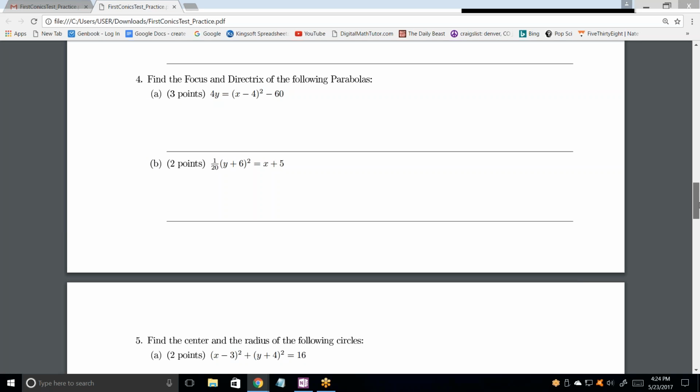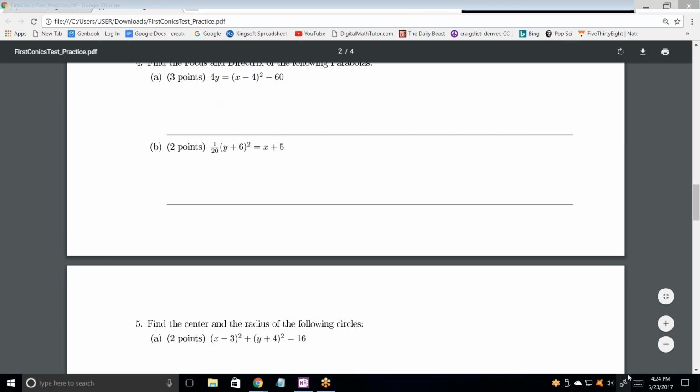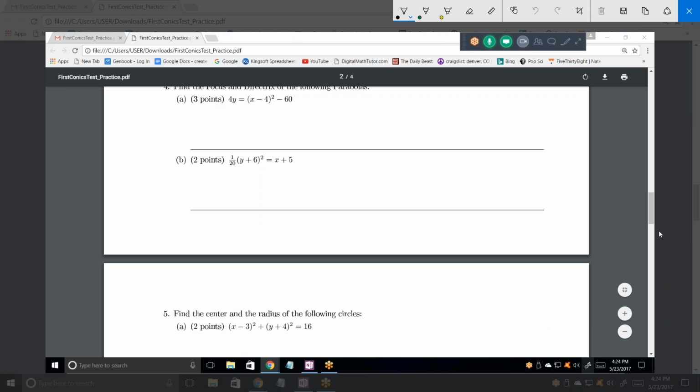All right. Focus and directrix. When you are dealing with conic sections as parabolas, they actually use a different format. In other words, remember what the vertex format is? It's this. But that's not what they use when they're dealing with conic sections. What they use is this.